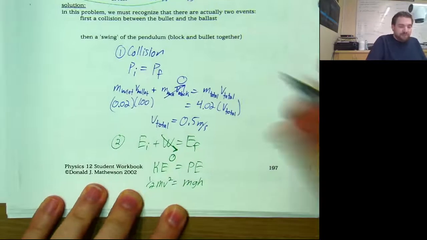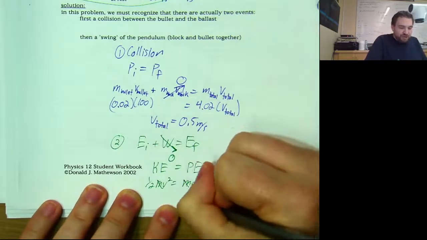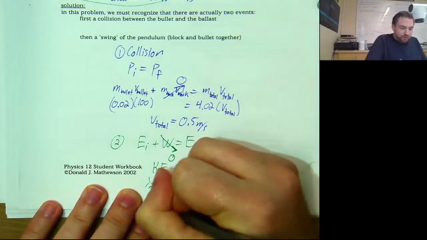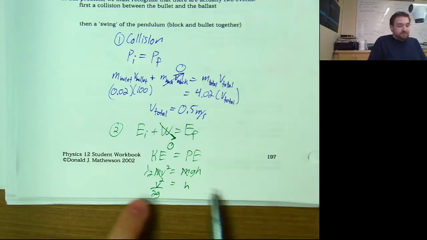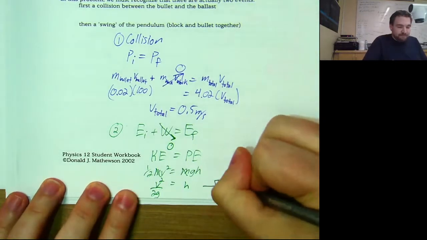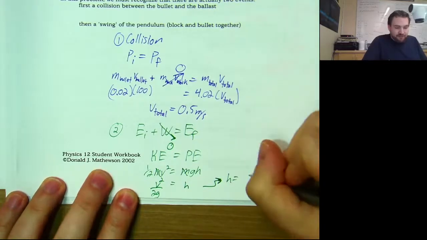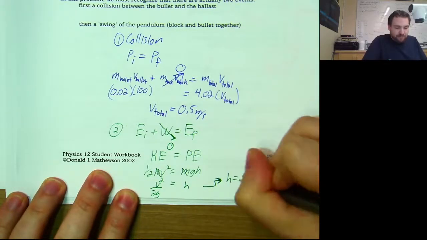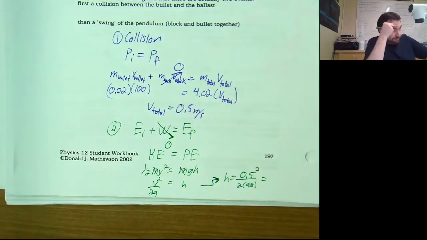To make my life a little bit easier, I can cancel my masses. So h is going to equal v squared over 2g. I just moved some stuff around before I plugged in the values. So then the height of my pendulum, h equals, we know v, 0.5 squared over 2 times 9.8. What's the height?